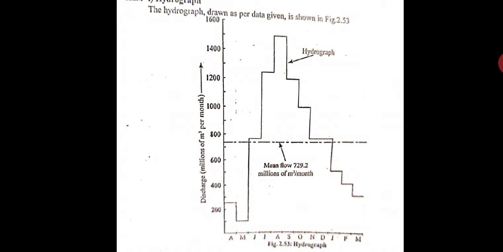You have to plot the point actually. You cannot draw the graph like that. You have to first plot the points and then join them. When you join, you will get a curve like this, and this is known as a hydrograph. So you will come to know what is the minimum flow, what is the maximum flow, and what is the rising limb and falling limb. You will get it through the hydrograph.